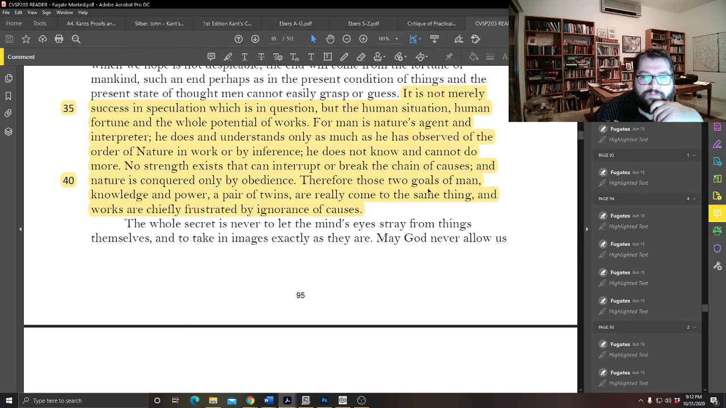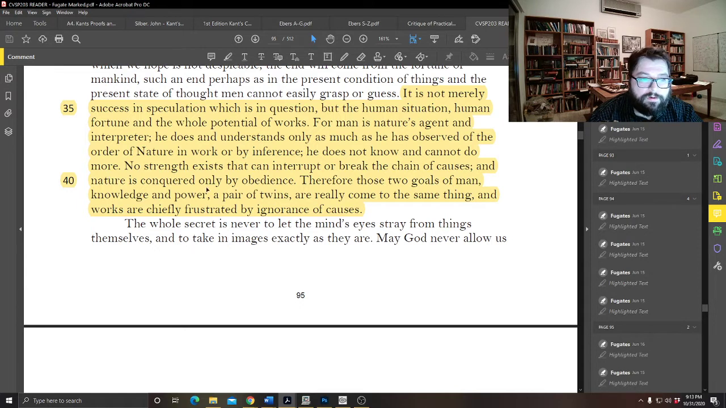Therefore, those two goals of man, knowledge and power, a pair of twins, really come to the same thing, and works are chiefly frustrated by ignorance of causes. This is this famous claim of Bacon: knowledge and power really come to the same thing.